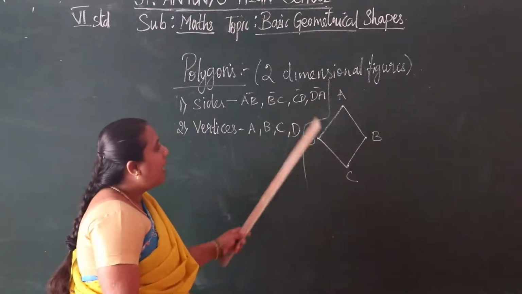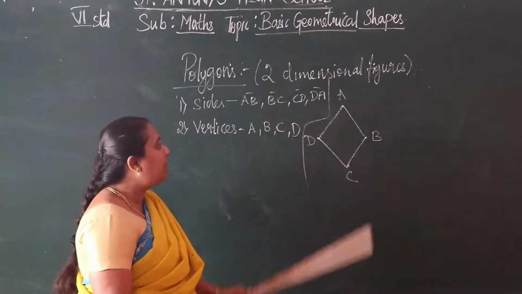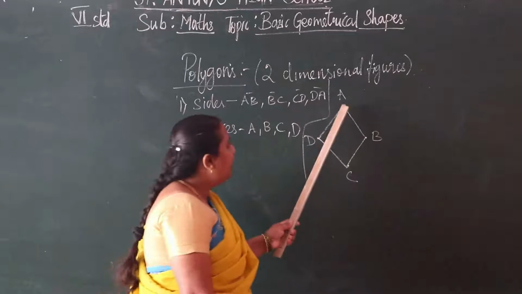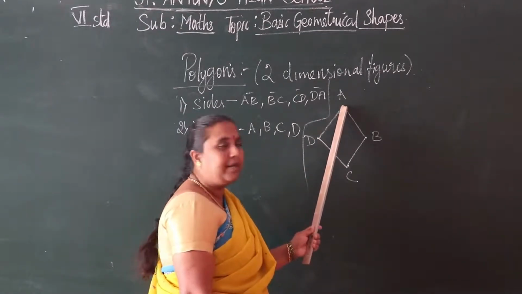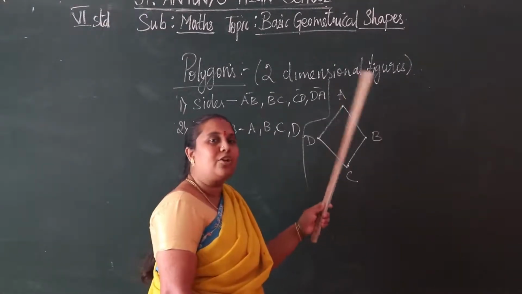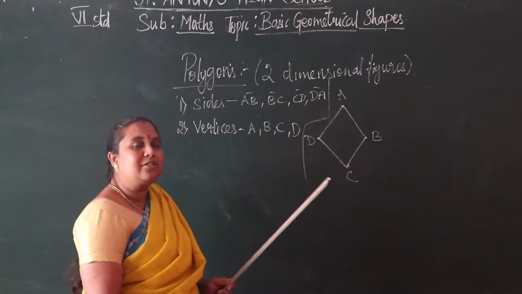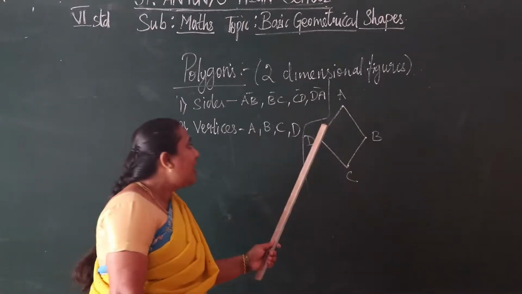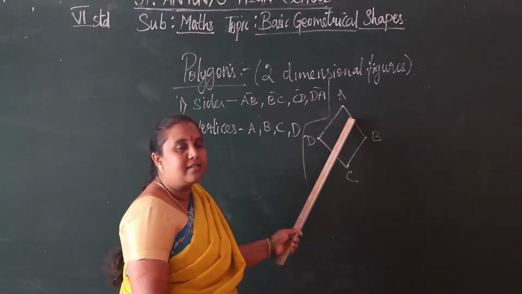Okay, then another part of the polygon. What is the other part of the polygon? These two sides have a common end point. Okay, so a common starting point or common end point. The two sides having a common point, those two sides we can say are adjacent sides.